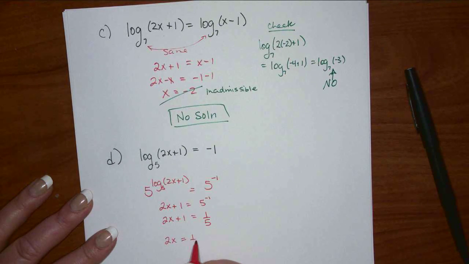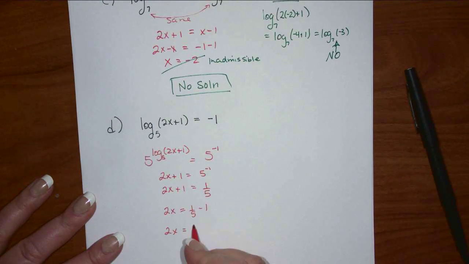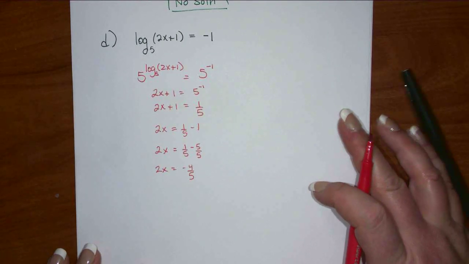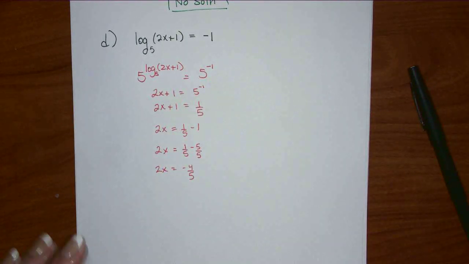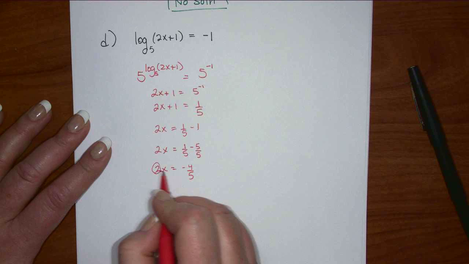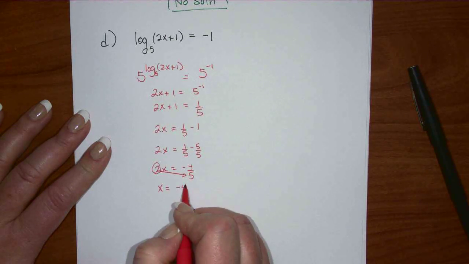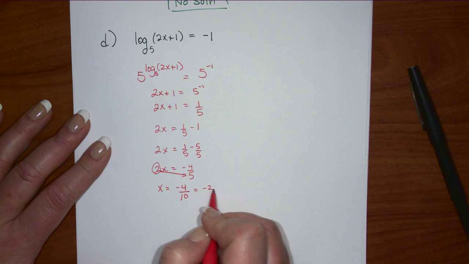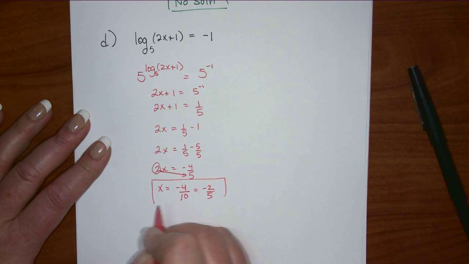One over 5 minus 1. So that's 1 over 5 minus 5 over 5. The common denominator. And then what do we do with the 2? Cross multiply. Two times 5, 10. You can reduce that.